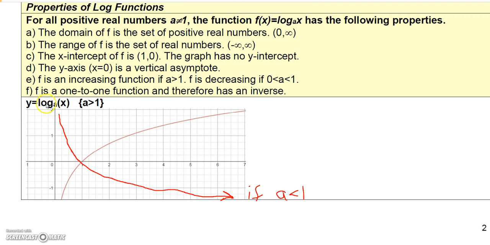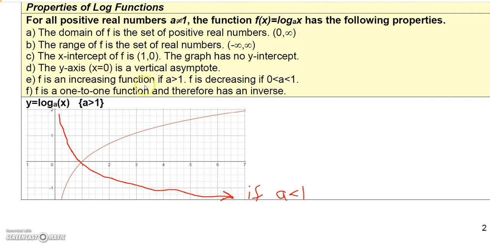So this is what you get when you have the log of x base a and a is greater than 1. Now if a is less than 1, of course a has to be greater than 0, so really it just means if a is between 0 and 1, then the graph would look more like this.